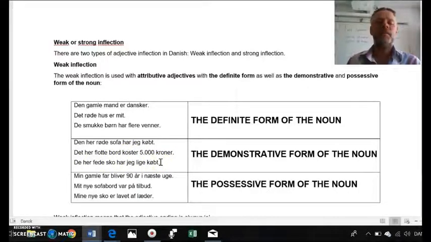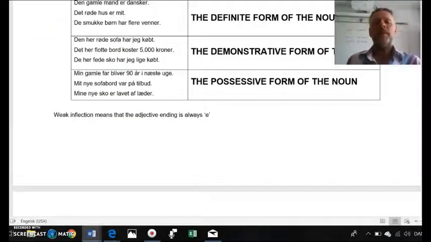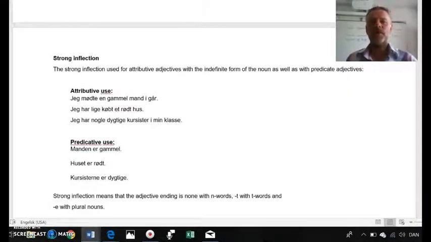And finally, 3 examples of the possessive form of the noun. Min gamle far bliver 90 i næste uge. Mit nye sofabord var på tilbud. Mine nye sko er lavet af læder. Weak inflection means that the adjective ending is always e. Now let's have a look at the strong inflection.